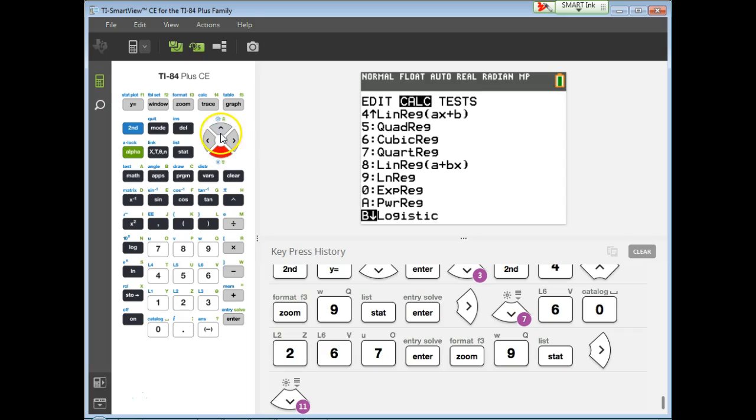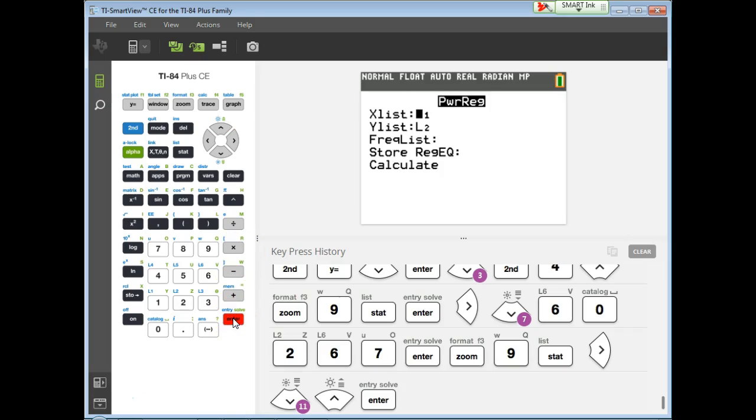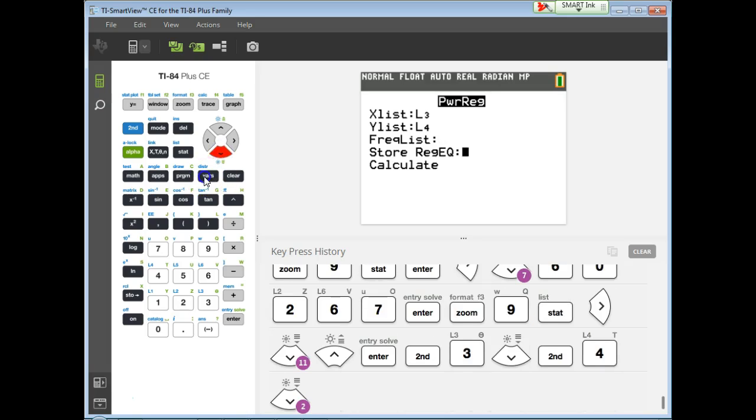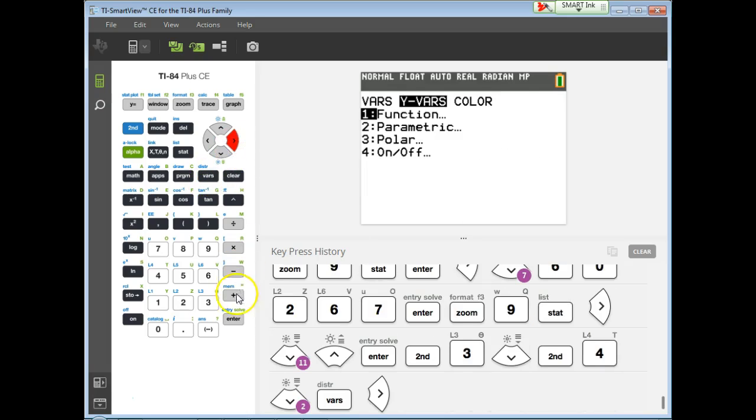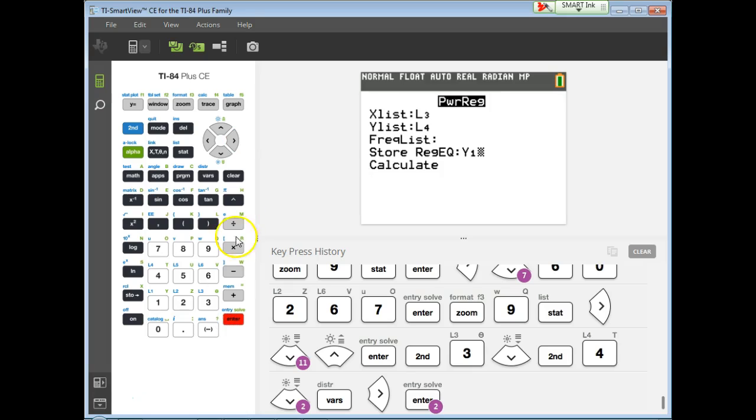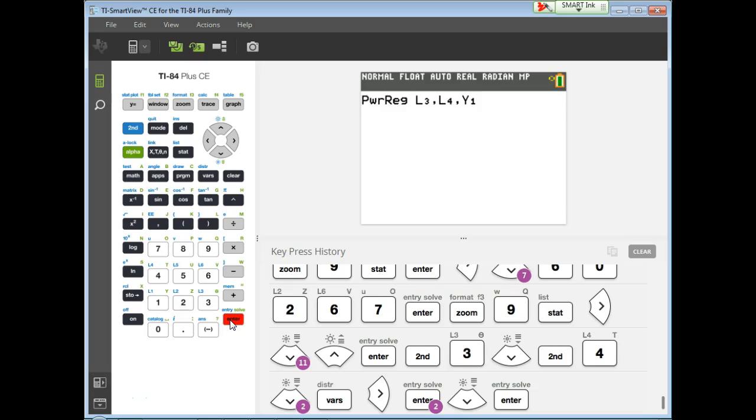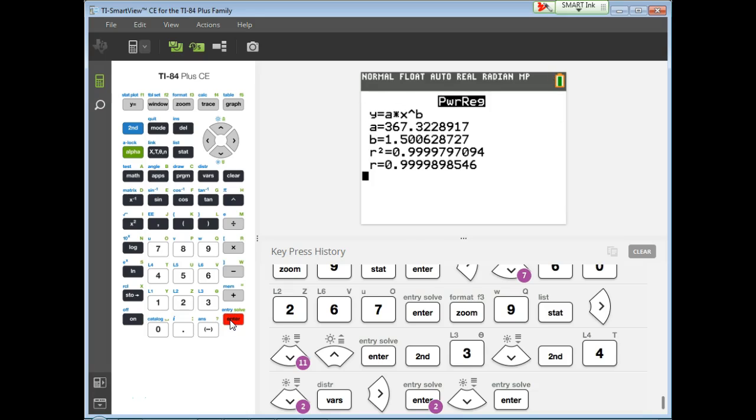Oh, there we go. So on my list, it's A. Choose that one. Now remember, my data is not in list 1 and list 2. Mine's in list 3 and list 4, so I'm going to have to change that. And I would like to store it into Y1, so I'm going to go to Vars, Y-Vars, Function, Y1. There we go. Calculate. And remember, diagnostics were already turned on, so I'm not going to have to worry about doing that again today.